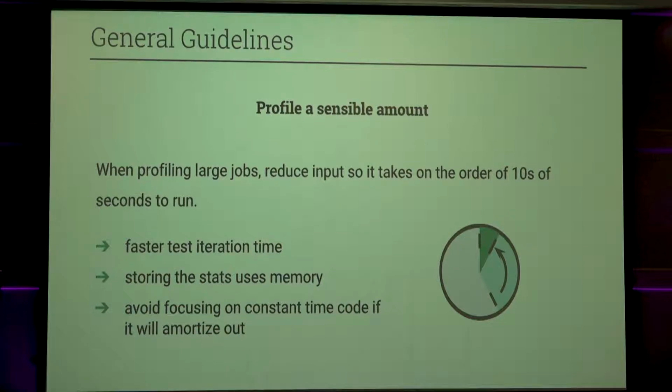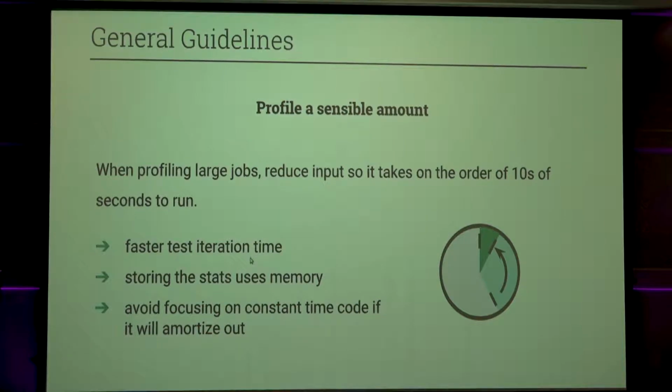And then as far as guidelines when you are profiling, you should profile a sensible amount. If you have, let's say, scientific code that's taking days to run, don't profile all of it. If you reduce the input as much as you can, you can iterate much quicker. That way you can see, okay, I made this change, is it faster? Plus it stores the stats in memory, and if you're eating a lot of memory, it might just blow up and quit.